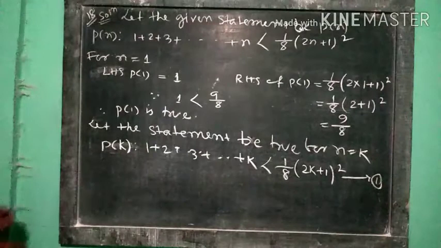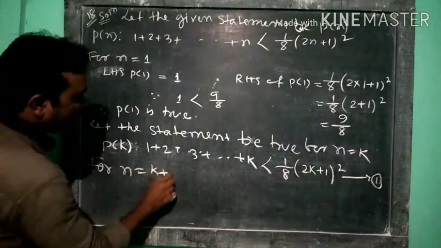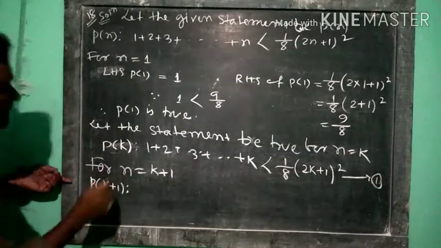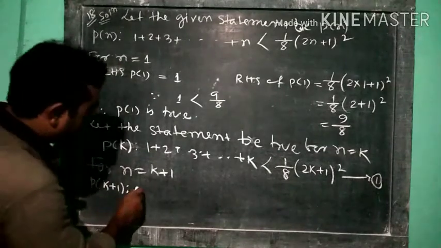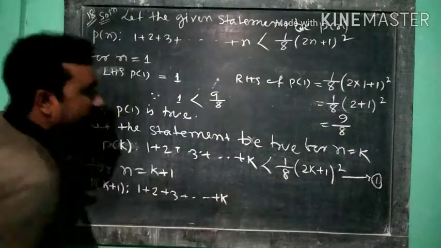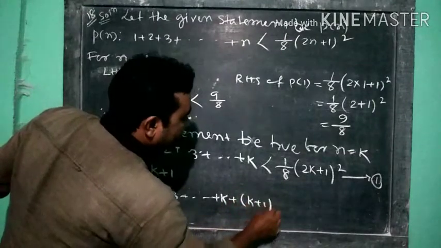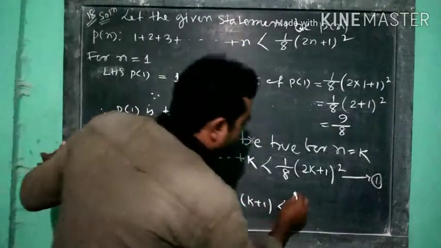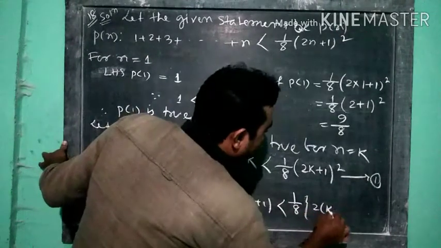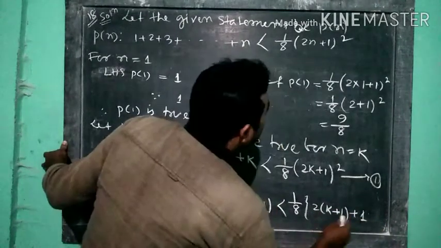So step number 3 is for n equal to k plus 1. So for n equal to k plus 1, we write here p of k plus 1 such that 1 plus 2 plus 3 up to k, already we proved, plus the value of n is k plus 1, is less than 1 by 8 whole into 2 whole into k plus 1 plus 1 whole square.